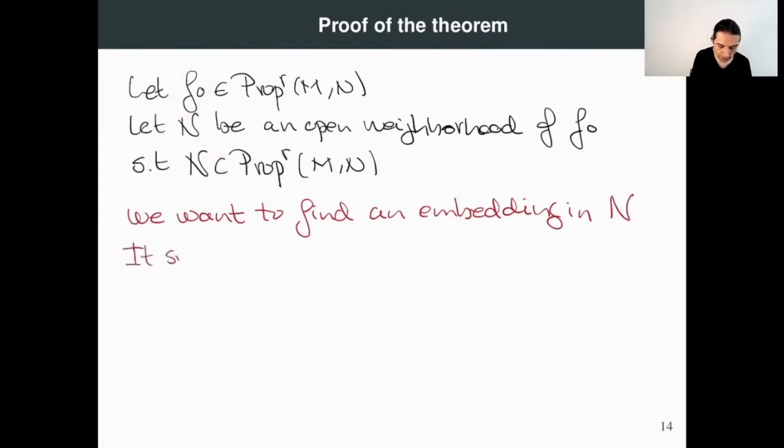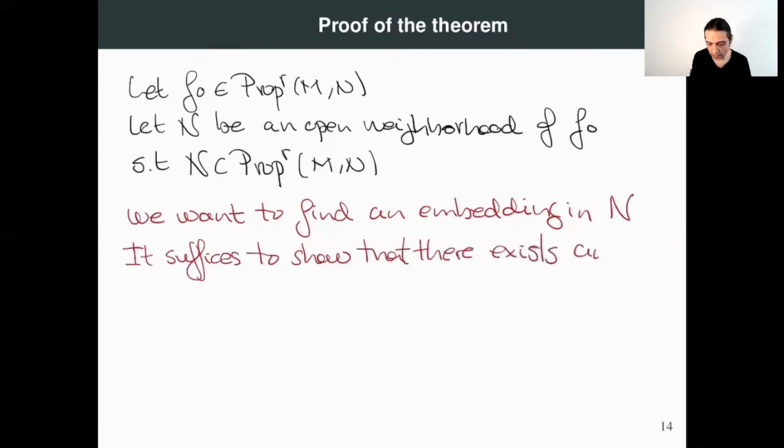And it suffices to show that there exists an injective immersion in this set 𝒩. And why is that? Because 𝒩 is contained in the set of proper maps, and injective proper immersions are indeed embeddings.